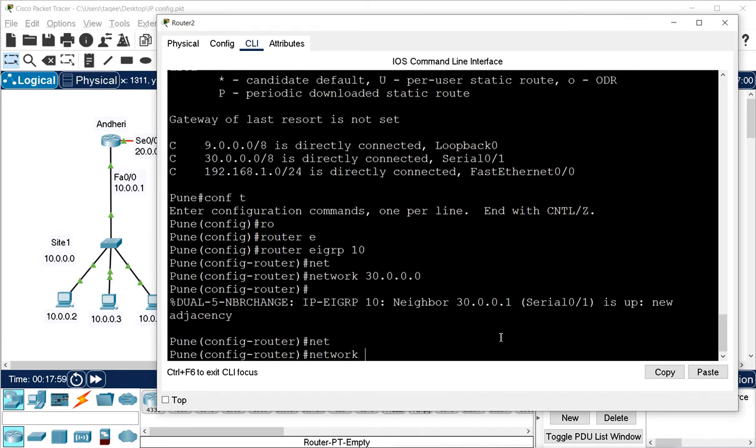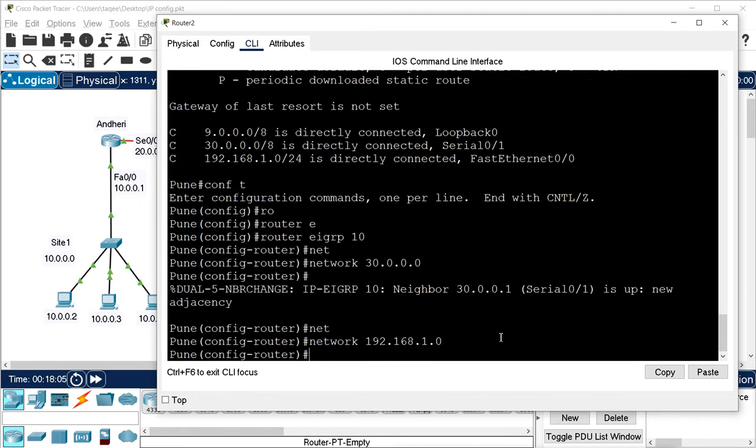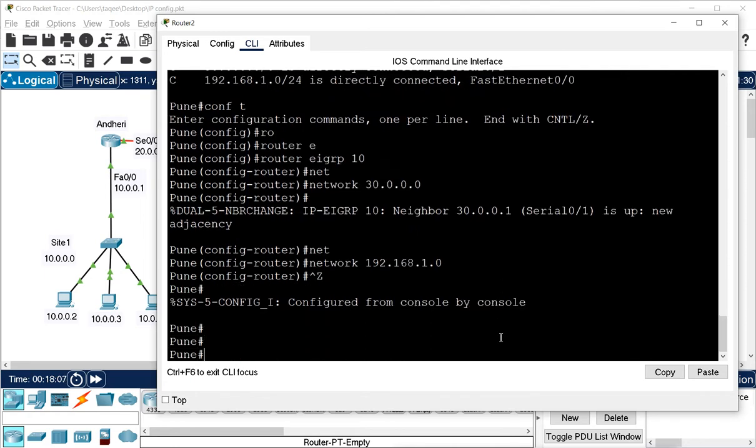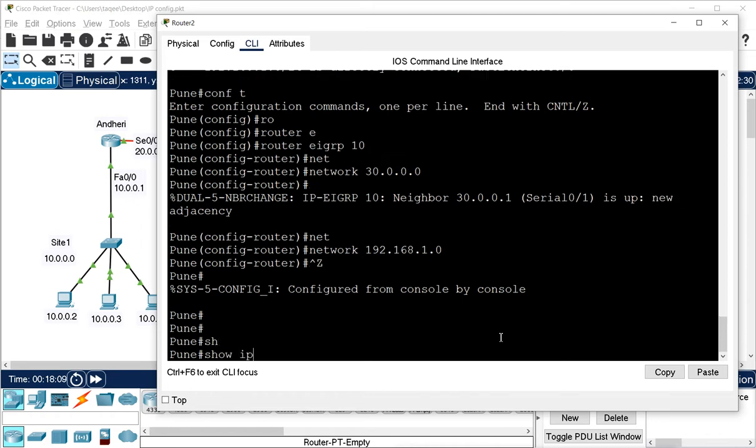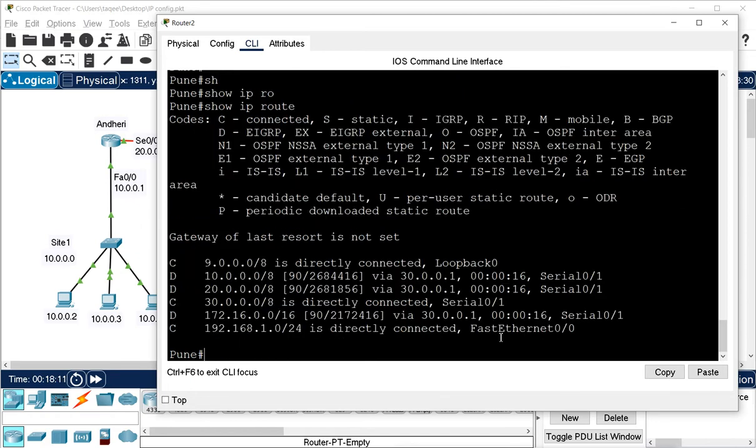Then I will mention the other network, which is 192.168.1.0, and this is done. So routing is done. We can check now show IP route, and we can see here it knows all the other networks. These are connected, and these networks it knows by using EIGRP.